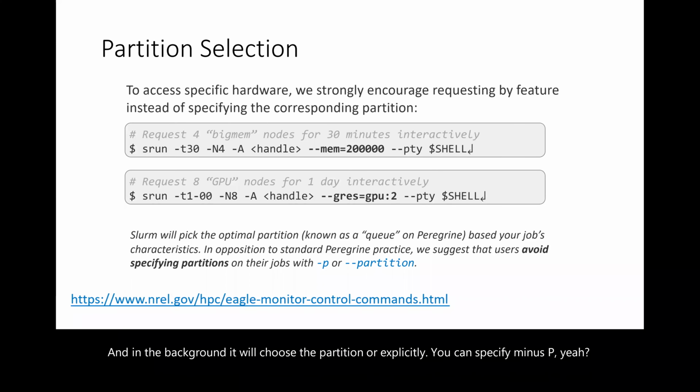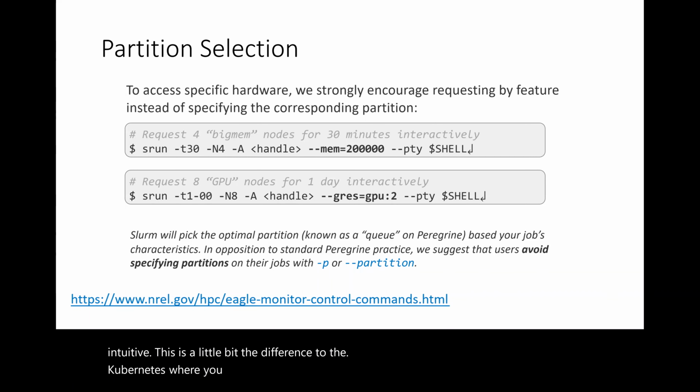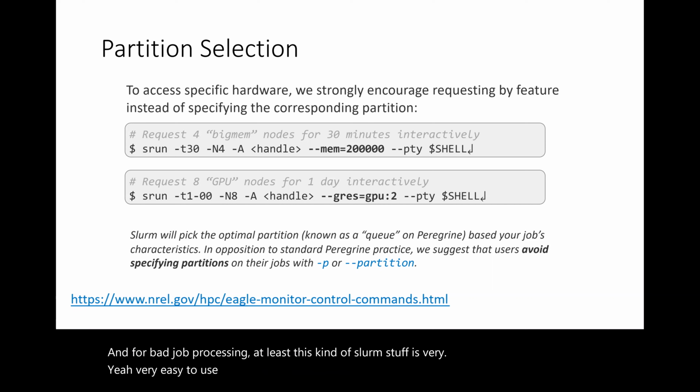I think I'm a little bit quick. So this is the basic interface. As you see, it's very simple, very intuitive. This is a little bit the difference to Kubernetes, where you have descriptions through YAML. They are a little bit verbose. And for batch job processing, at least this kind of Slurm stuff is very, very easy to use. It's basically a client, then you have your shell script and it's executed.